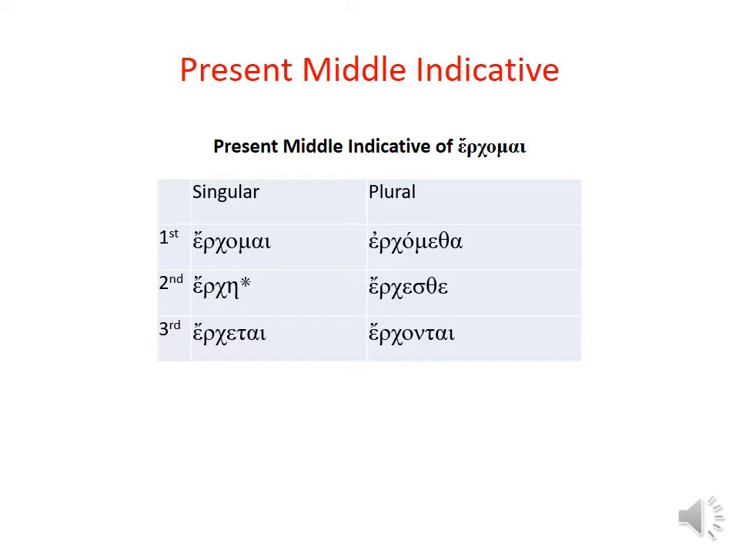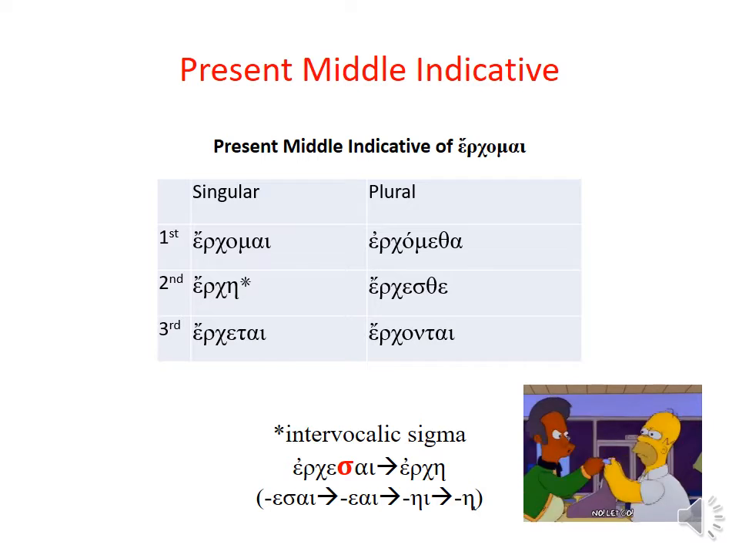So erkomai becomes our paradigm word for the middle because erkomai inherently has a middle meaning, to come or go. And you see again the problem in the second person singular where our intervocalic sigma has been destroyed, smothered, torn to pieces by its two vocalic lovers on either side.